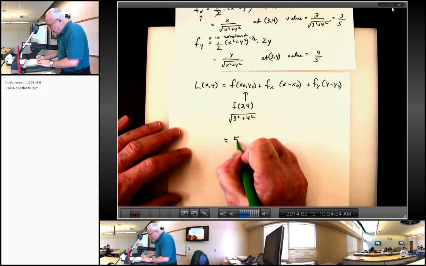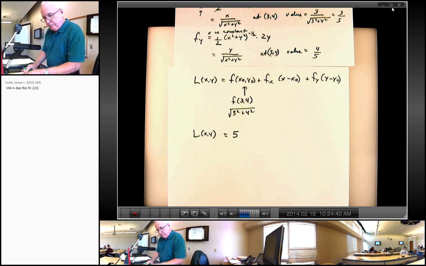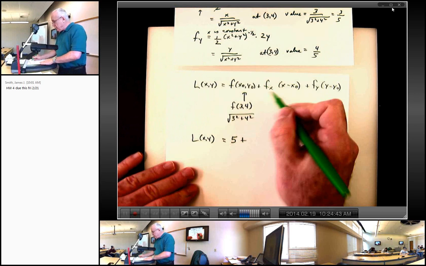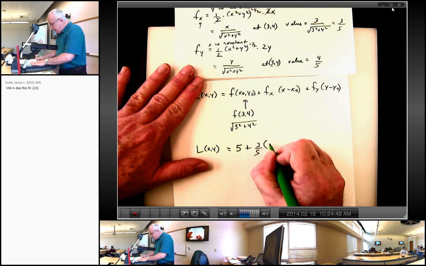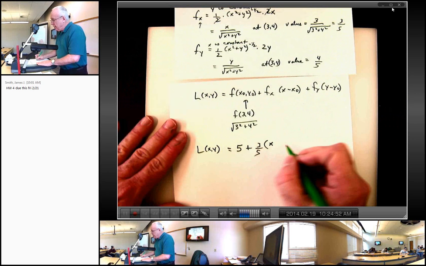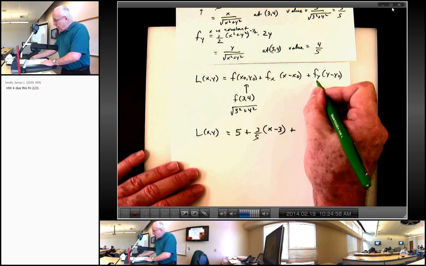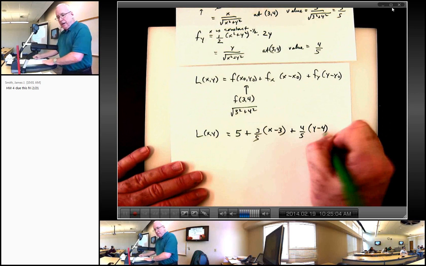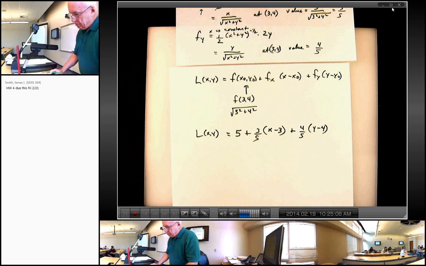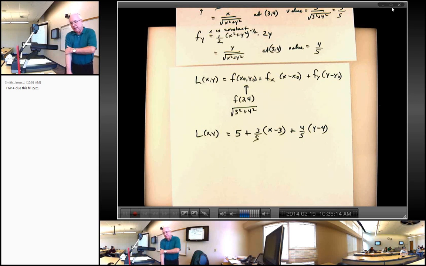So we get our L(x,y), the linearization, is going to be 5 plus, now we had determined that our fx value earlier was 3/5, and now this is going to be x minus x naught, so that's going to be x minus 3. And then our fy we determined was 4/5, and y minus y naught is y minus 4. Okay. You can leave it just like this. You don't have to distribute it. That's fine.